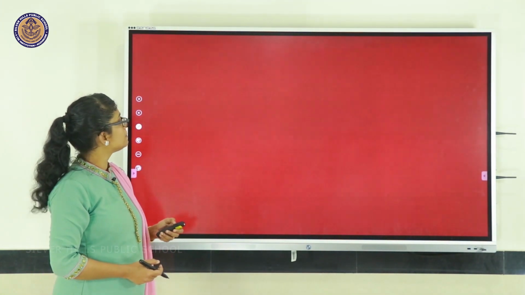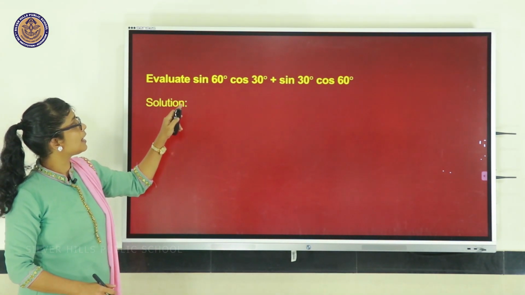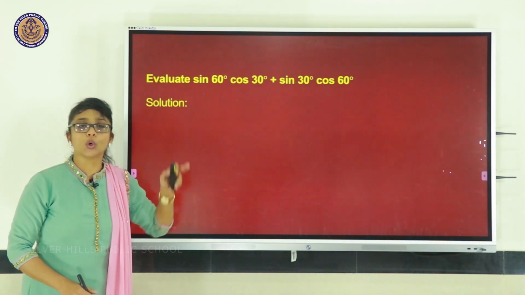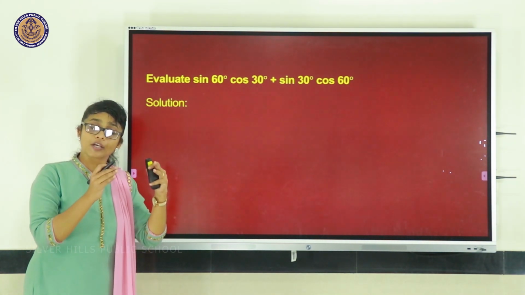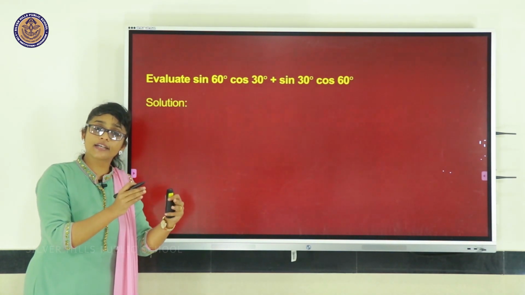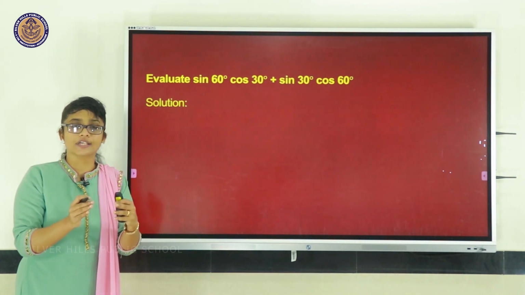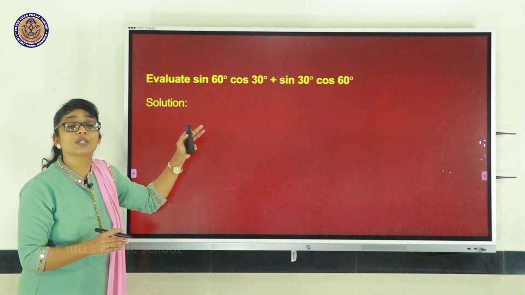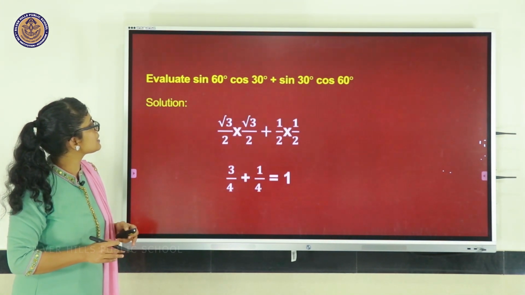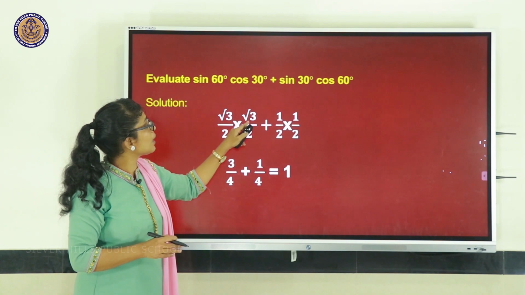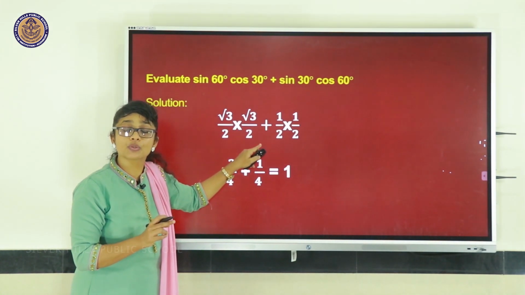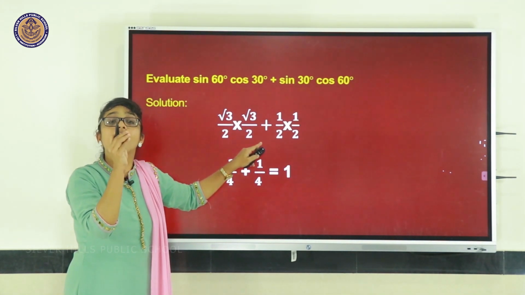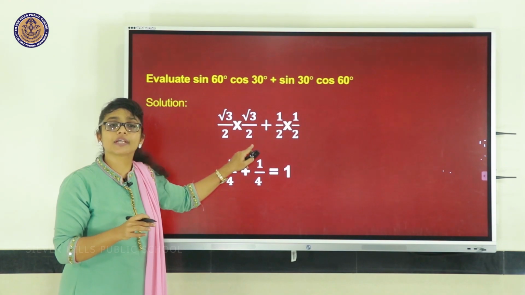First example, evaluate sin 60 into cos 30 plus sin 30 into cos 60. We studied trigonometric ratios of 30 degree, 45 degree and 60 degree. By using those values, we have to find the answer for this question. What is sin 60? Root 3 by 2. What is cos 30? Root 3 by 2. I already told you sin 60 and cos 30 are equal. Both are root 3 by 2.